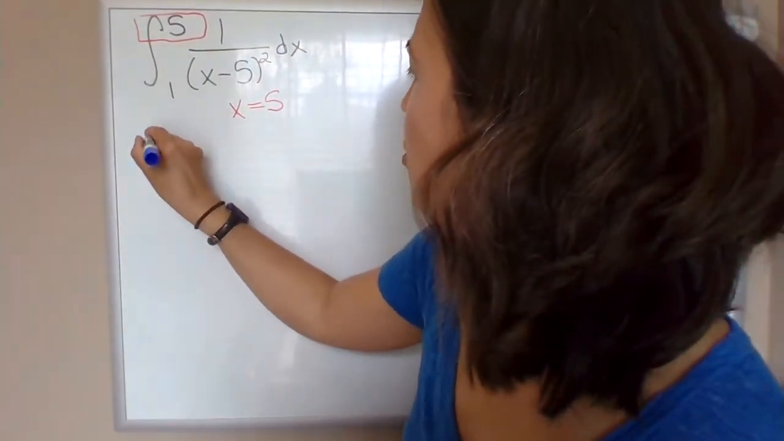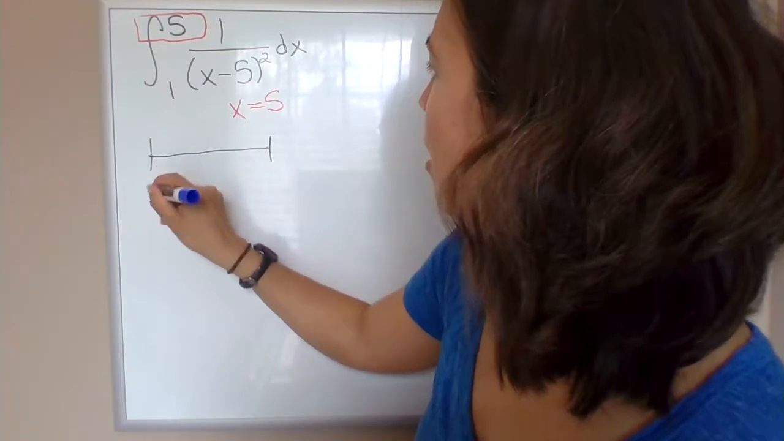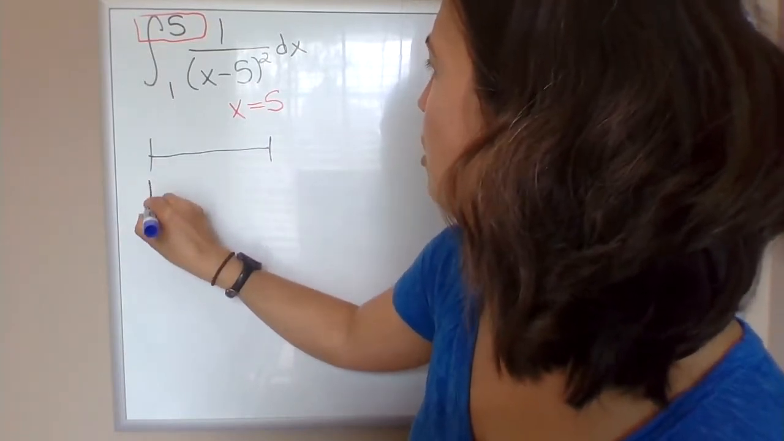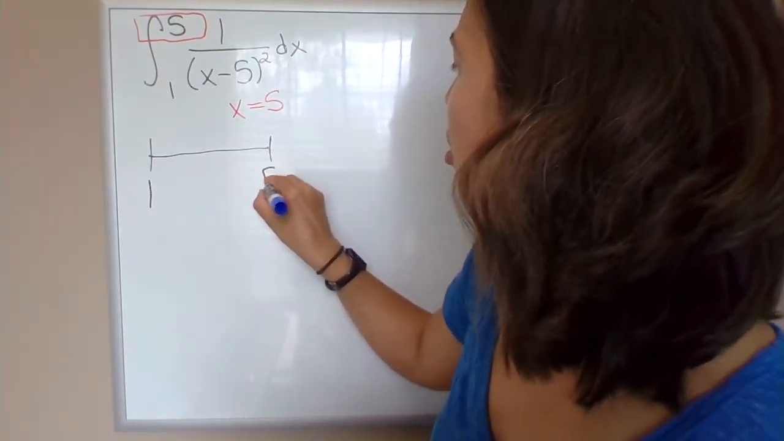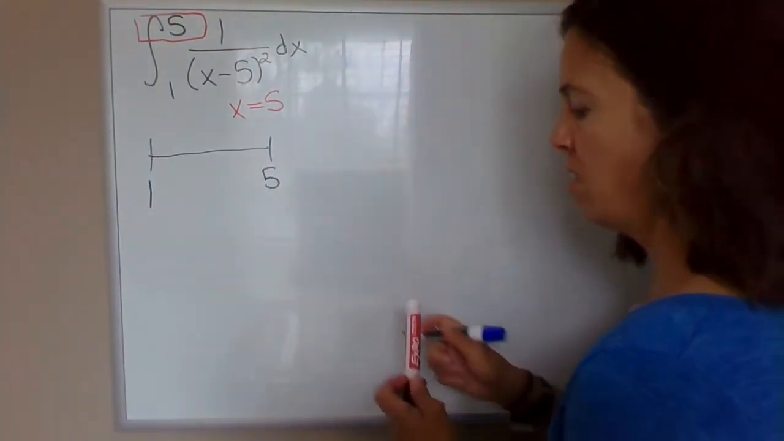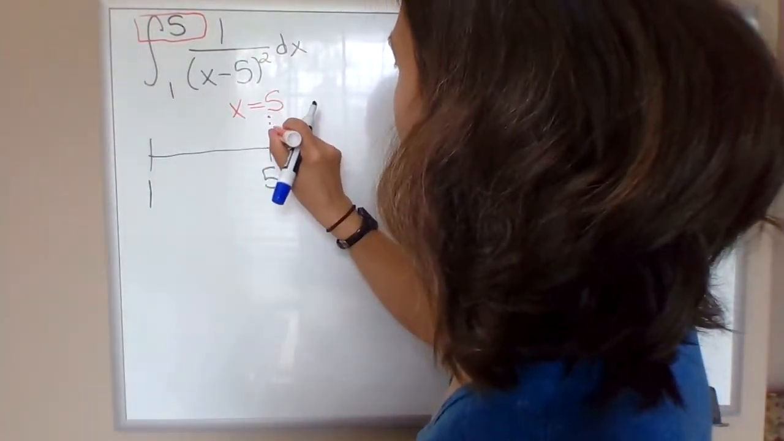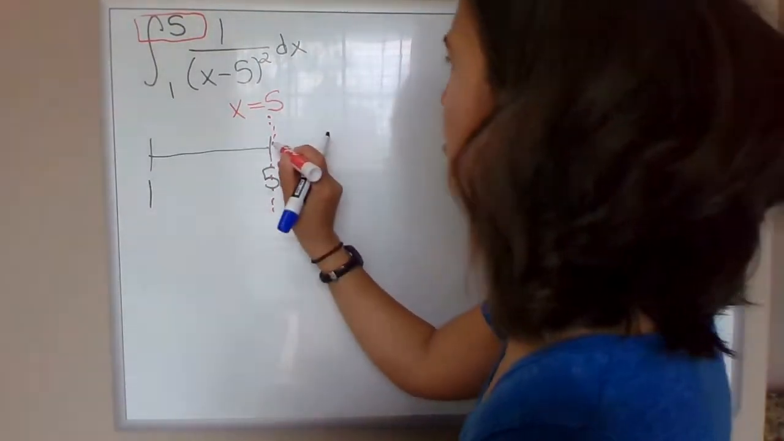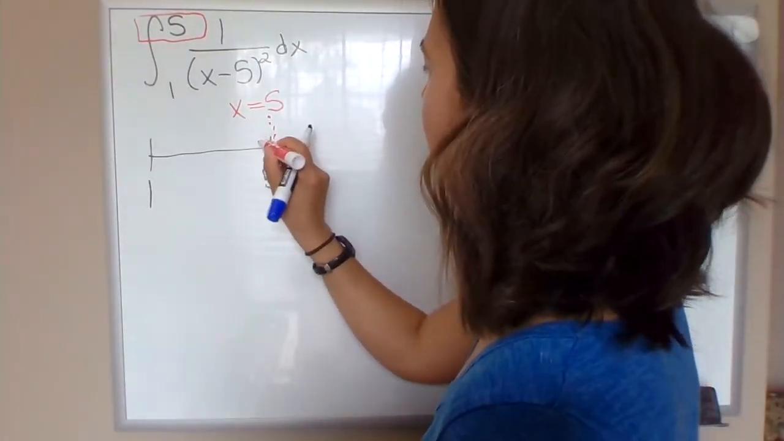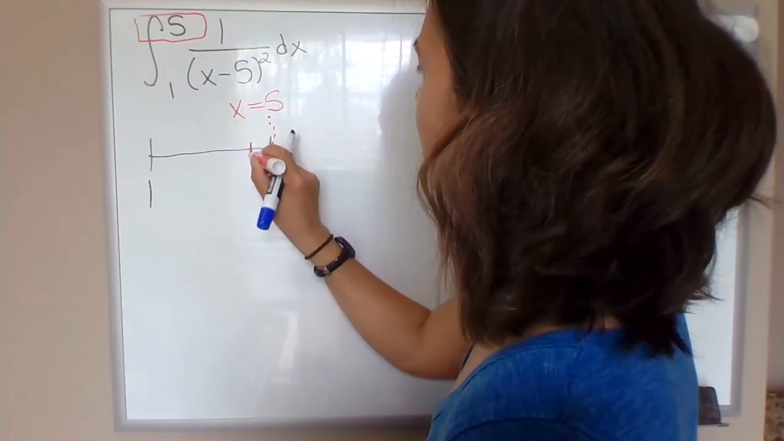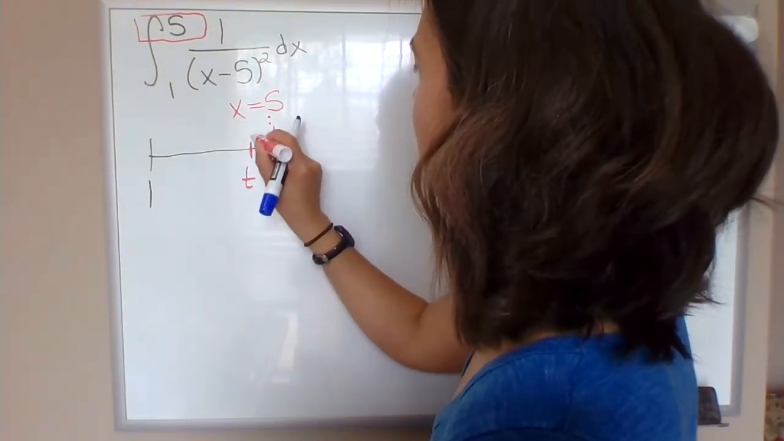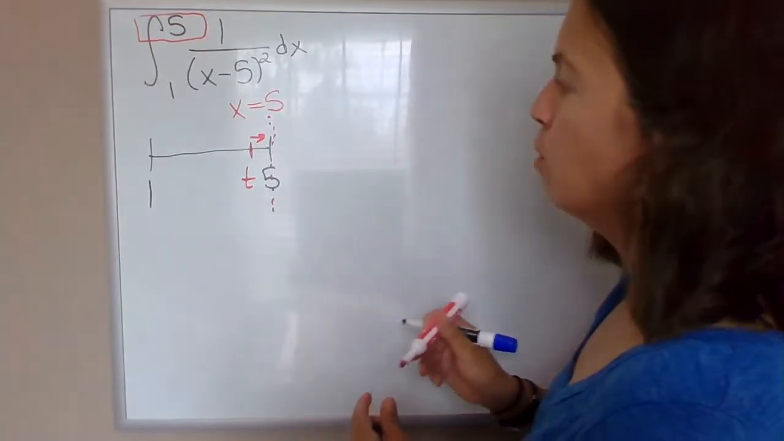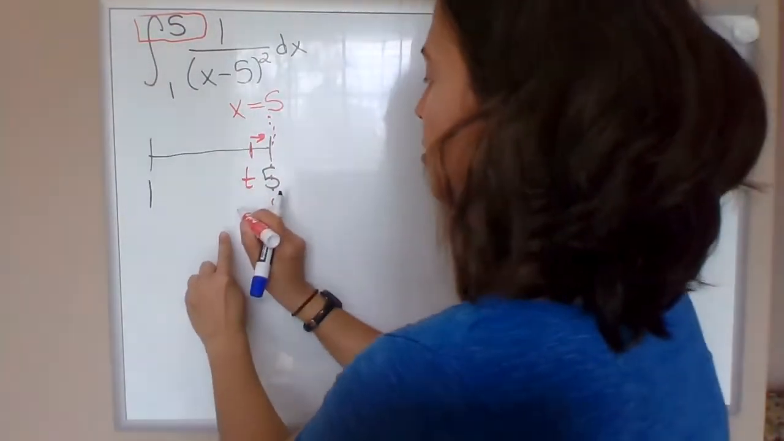So I'm going to draw the number line again, because I think drawing the number line with your interval of integration, so in this case from 1 to 5, helps a lot with seeing how we need to set this up. We've got a vertical asymptote at x equals 5, so we can't integrate it at 5. Instead, we integrate it from 1 to t and take the limit as t approaches 5 from the left.